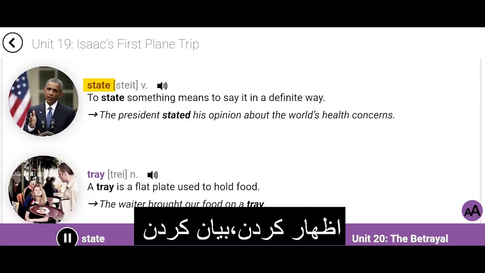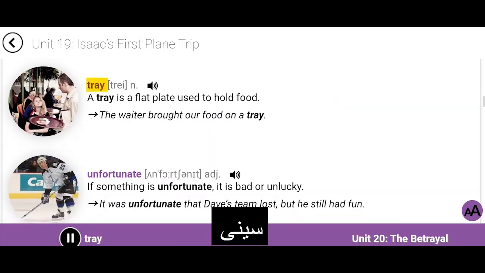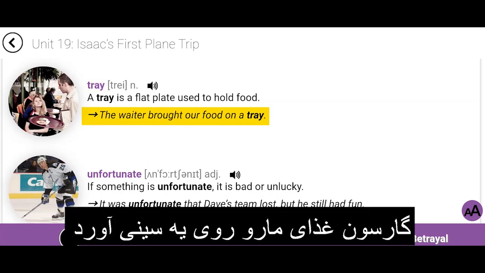State. To state something means to say it in a definite way. The president stated his opinion about the world's health concerns. Tray. A tray is a flat plate used to hold food. The waiter brought our food on a tray.